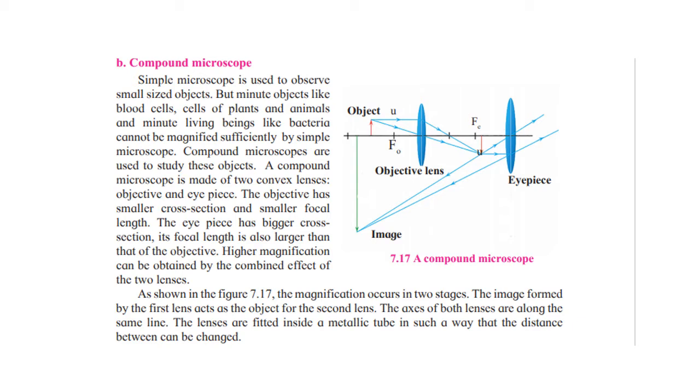A compound microscope has two lenses. One is called the objective lens and the other one is called the eyepiece lens. Now the objective lens, as you can see, is smaller as compared to the eyepiece, and its focal length is also smaller as compared to the eyepiece. The objective is kept towards the object and the eyepiece is through which we can see the things. A higher magnification can be obtained by the combined effect of the two lenses. That means it becomes like two lenses one after the other. So the magnification becomes many times.